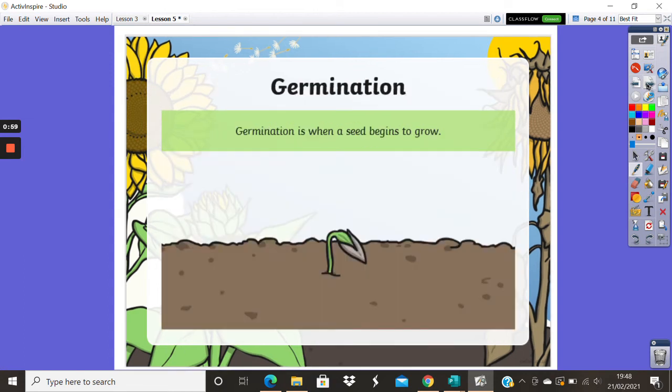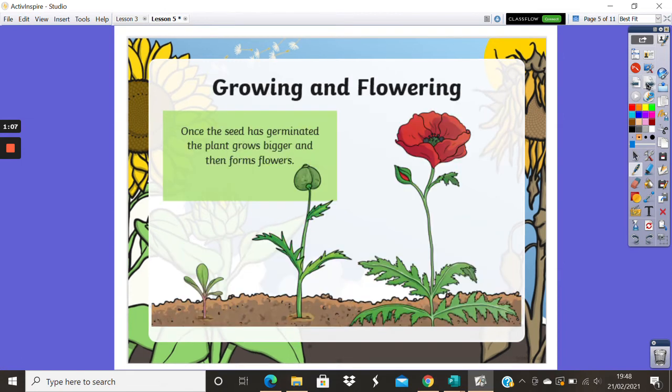So at each stage, the first stage, which is germination, is when a seed begins to grow. So this is the very first stage of the life cycle of our plant. The next stage is growing and flowering. So once the seed has germinated, the plant grows bigger and then forms flowers.